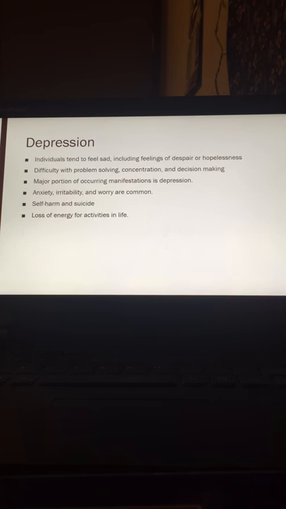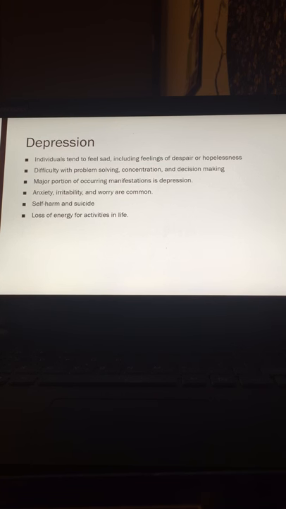There's difficulty with problem-solving, concentration, and decision-making, which is important as a CTRS to understand, especially when implementing activities during this time. Individuals undergoing a major portion of the manifestations are depression. So an individual, for the majority, is in the depression episode.